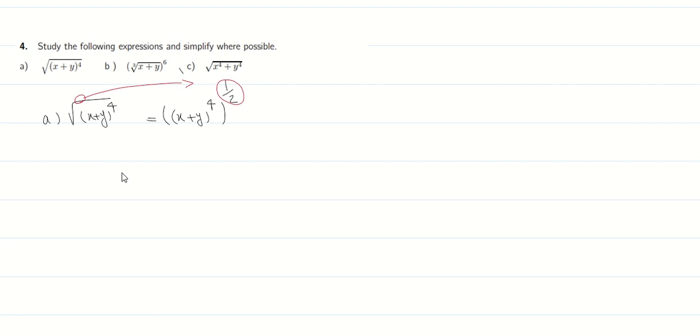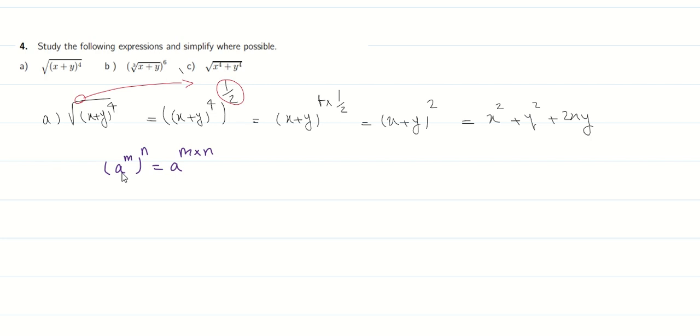Based off the rule, we have a to the power of m, all to the power of n, would be equal to a to the power of m times n. So we can use this rule and write this as x plus y. And now I have to just multiply 4 and 1/2, which would be equal to (x plus y) to the power of 2. And this would be equal to x squared plus y squared plus 2xy.